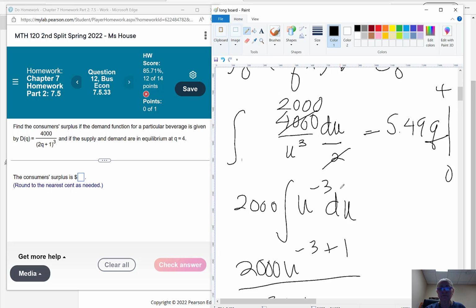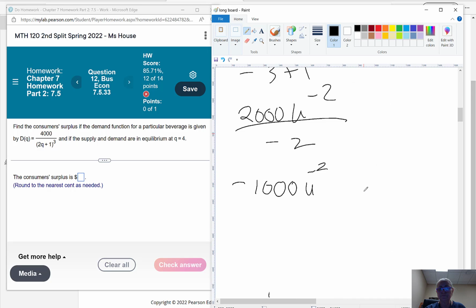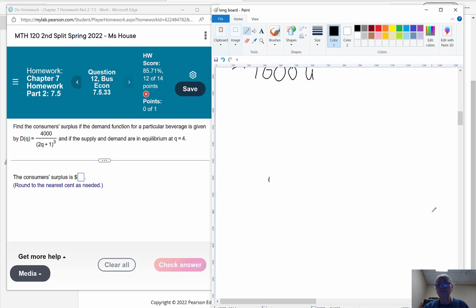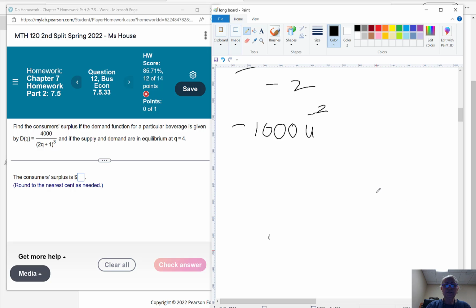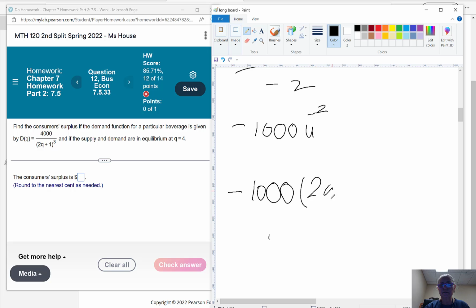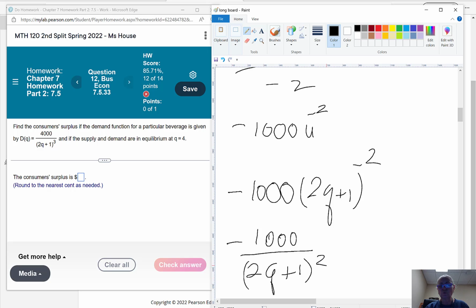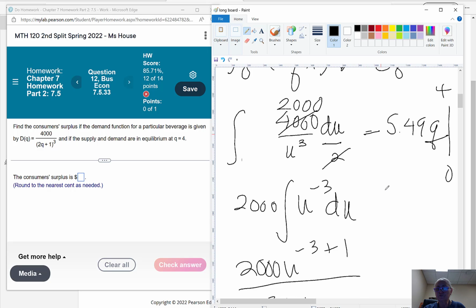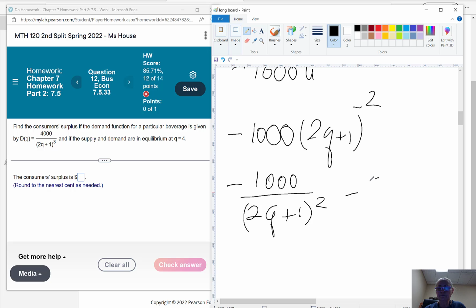And then I'm going to go back and I'm going to put my u in, which was 2q plus 1. So my final integral is negative 1,000 times 2q plus 1 to the negative 2, which I can write negative 1,000 over 2q plus 1 squared. Now don't forget, from that is minus 5.49q, and this is at 4 and 0.